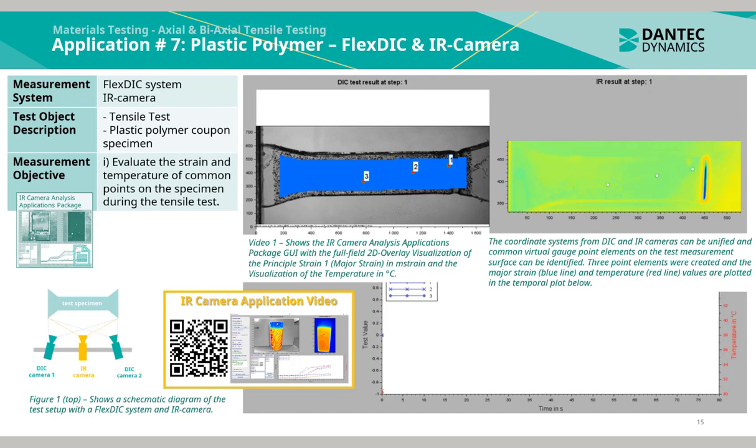As can be seen in Figure 1, a schematic diagram shows the test setup with the FlexDIC system and infrared camera. Users can also scan the QR code to get an application video of the infrared camera working in conjunction with the DIC system.